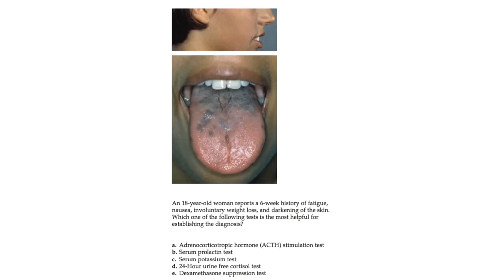All right, OSCE time. An 18-year-old woman reports a 6-week history of fatigue, nausea, involuntary weight loss, and darkening of the skin. Which one of the following tests is most helpful for establishing the diagnosis? Because of the hyperpigmentation, even of the tongue. So you're thinking Addison, so you're going to do, you guessed it, ACTH stimulation.